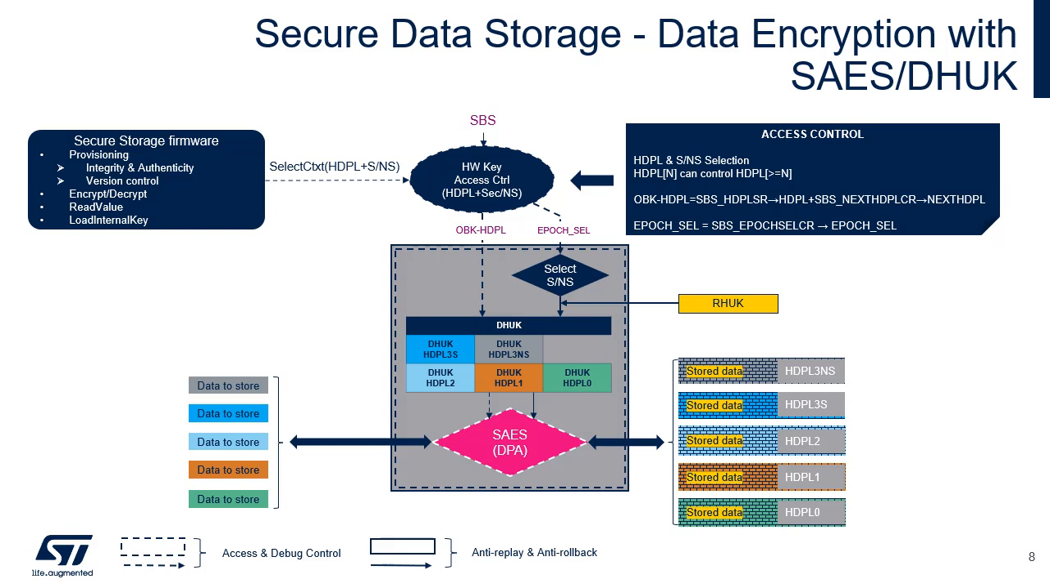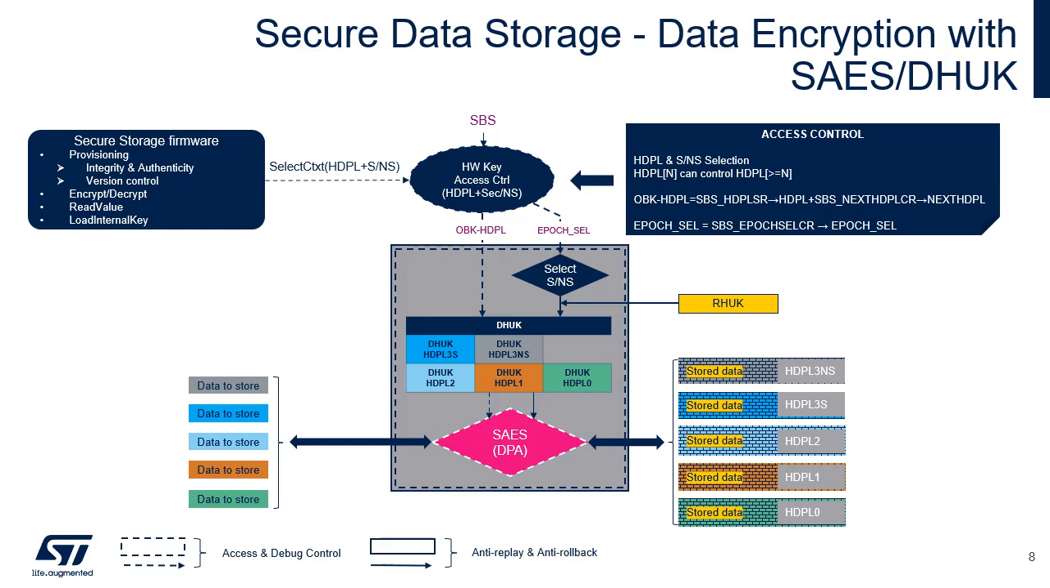The secure storage firmware selects the context composed of HDPL and secure or non-secure state, which is passed to the hardware key access control unit. This unit selects the OBK HDPL and epoch according to this current context and SBS register settings. OBK HDPL selects the area of secure storage of the flash memory and selects the corresponding DHUK in SAES.